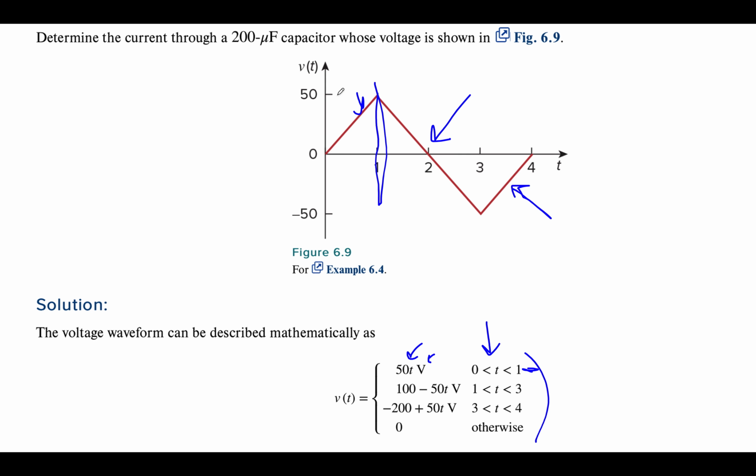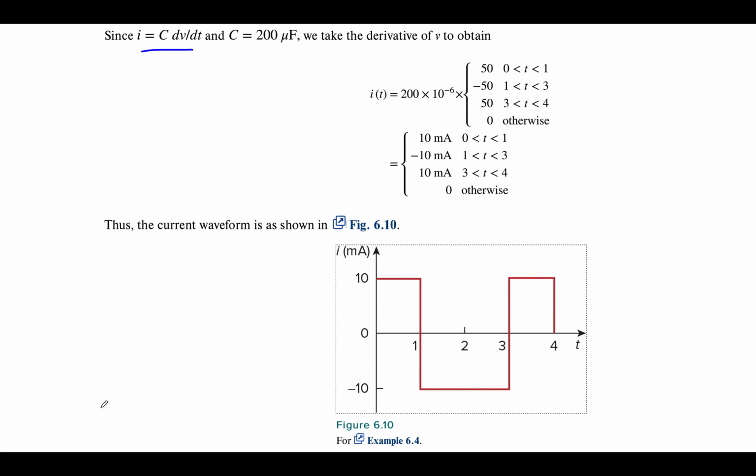Because the derivative is equal to the slope, we're going to have a positive constant here, a negative constant here, and a positive constant here. So let me show the result. We take the derivative at each range, we multiply by the capacitance, and we end up with the following result. We're jumping from plus 10 milliamps to minus 10 milliamps. So our resulting curve looks like this.